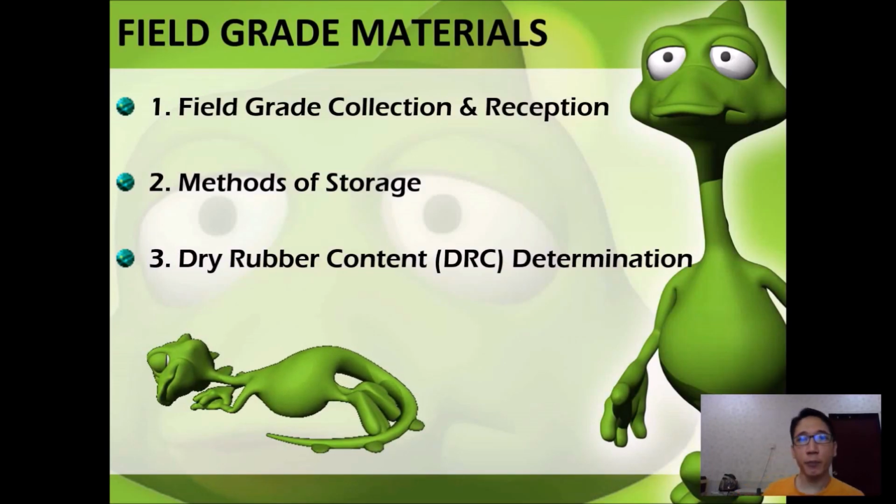Field grade materials for this chapter are divided into 3 subchapters. We start with field grade collection and reception, and then we have methods of storage. I think we have 4 types of methods of storage. And finally, the dry rubber content determination, how it is determined and why it is important to determine the DRC before any further process can be done.